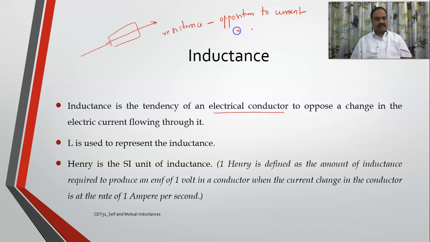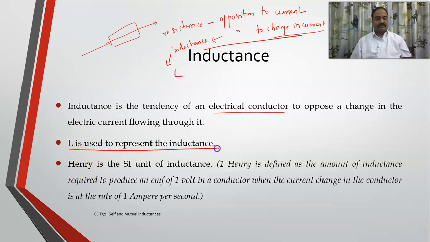Whereas if it is opposition to change in current, which means if the current magnitude is constant, there is no opposition. Only if there is a change in the magnitude of current does it oppose. Then that property is called inductance. It is represented by the symbol L, and it is measured in Henrys, normally referred to as H.